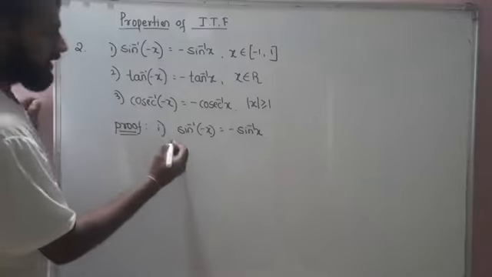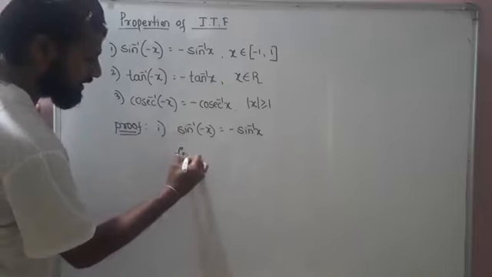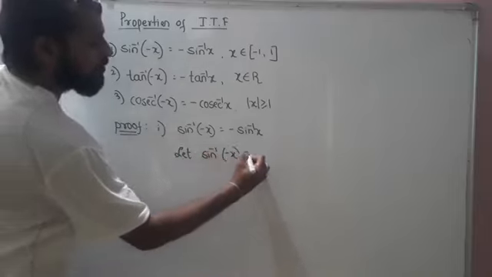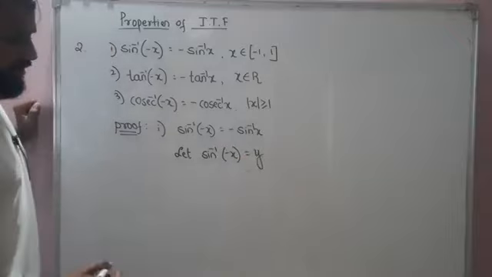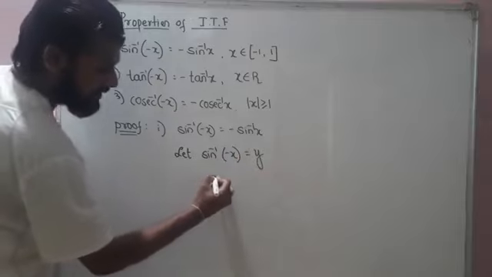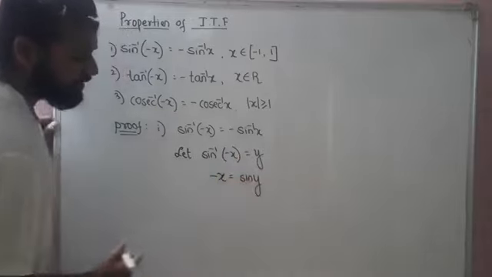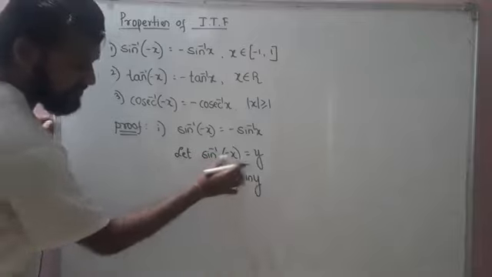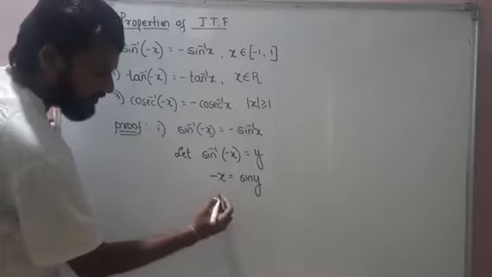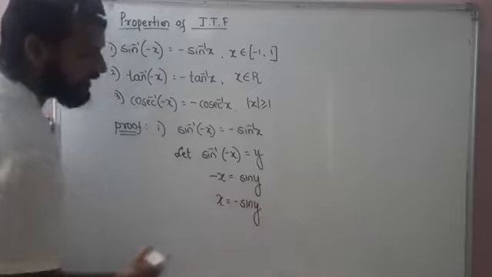Okay, yeah, I'll start with LHS. I'll write let sine inverse of minus x equal to y. Now let me take sine inverse on the other side. So this will be minus x equal to sine y. What I have done, I have taken sine inverse on that side. Now let me take minus on the other side. So this is x equal to minus of sine y.